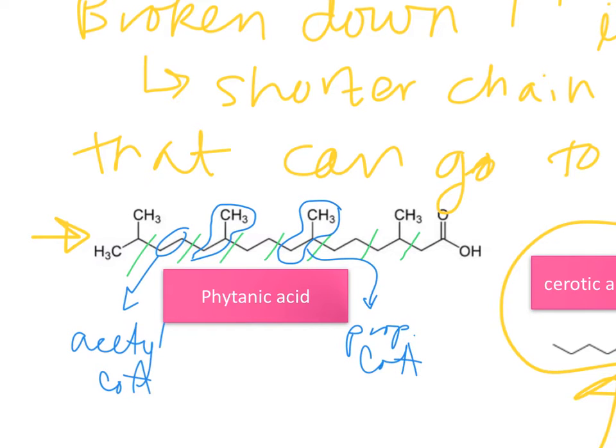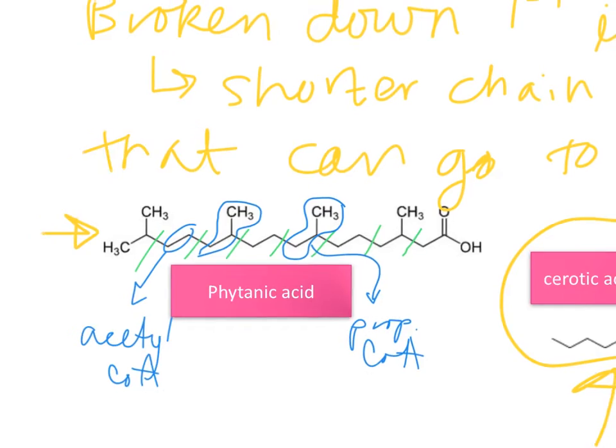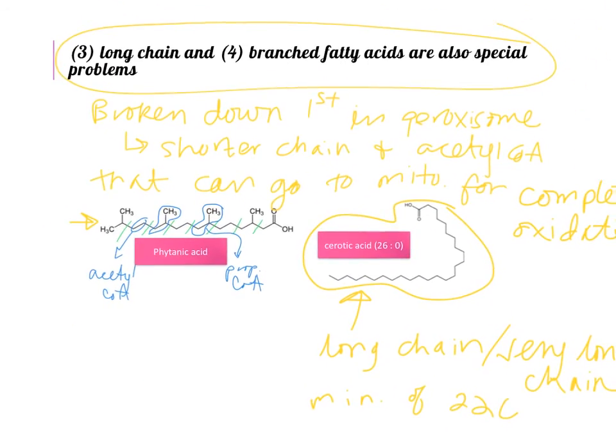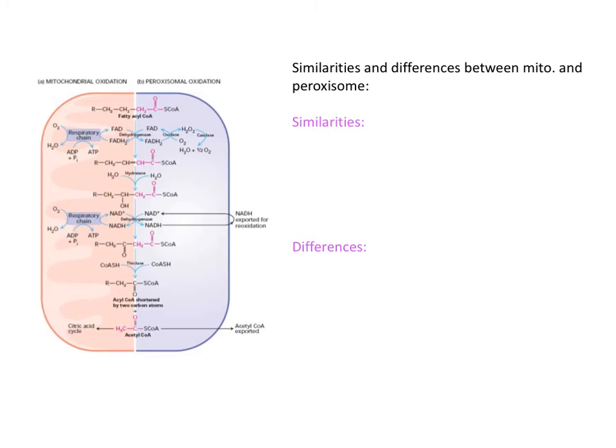But where the branch points occur, at least in phytanic acid, you would get a propenyl-CoA because there's 3 carbons there, and you're still going to throw a CoA on it. Okay, so let's talk about the peroxisome a little bit because it's kind of cool.